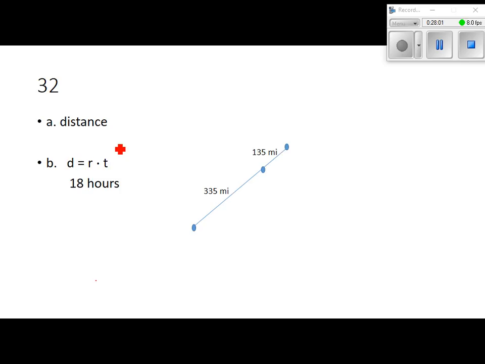Next, number 32, they wanted the distance between here and here. Well, to find that distance, all you have to remember is the segment addition postulate. This segment plus this segment should equal the whole thing. So all you're going to do there is add those two up, and that's going to give you that first answer.